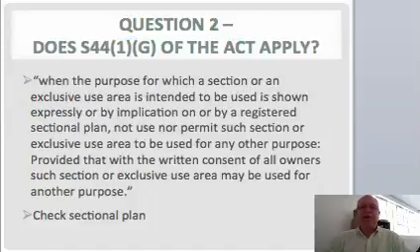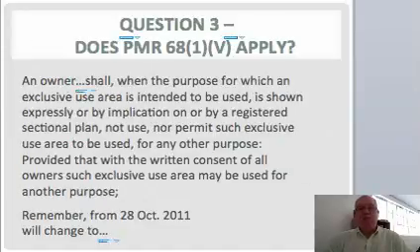The second question: does Section 44(1)(g) of the Act apply? At the moment it says, when the purpose for which a section or an exclusive use area is intended to be used is shown expressly or by implication on a registered sectional plan, an owner can't use or permit that section or exclusive use area to be used for any other purpose. But if the written consent of all owners is given, then of course it may be. And if an owner unreasonably withholds that consent, the owner affected can go to court. You of course have to check the sectional plan to see what it says.